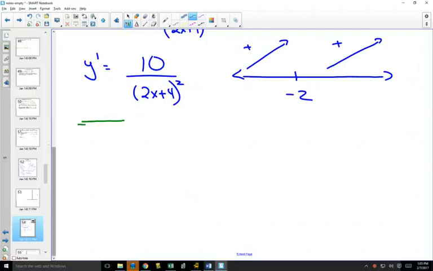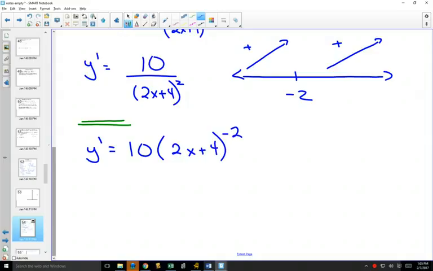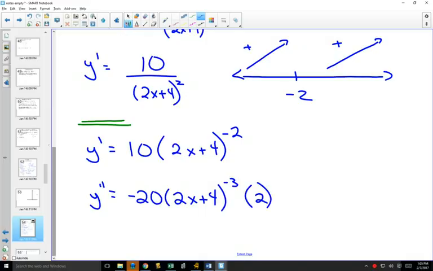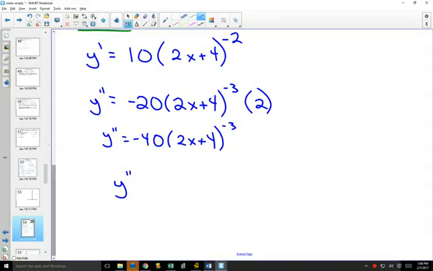And for our second derivative, you could use the quotient rule again, or you could take the time to move that bottom part up to a -2. If you took the derivative of this, -2 would come out in front. Subtract 1 from the exponent, and it's a chain rule, so we'd also have to multiply by the derivative of the inside function, which is 2. And so we get -40 over (2x plus 4) cubed.